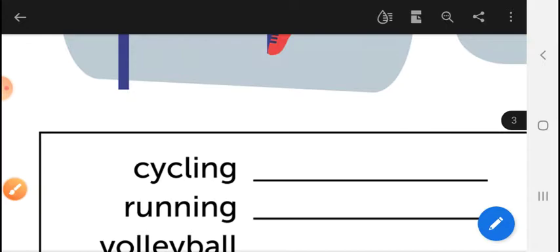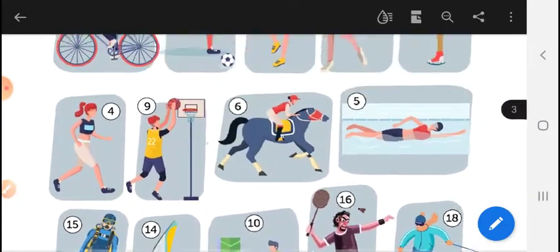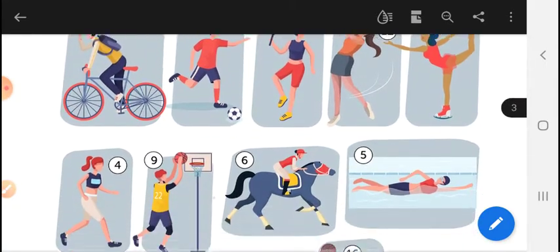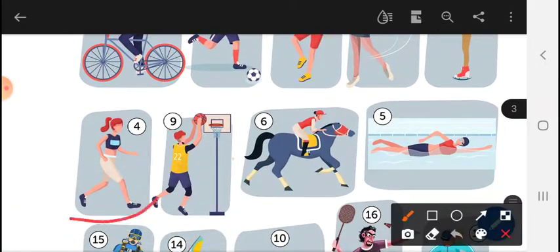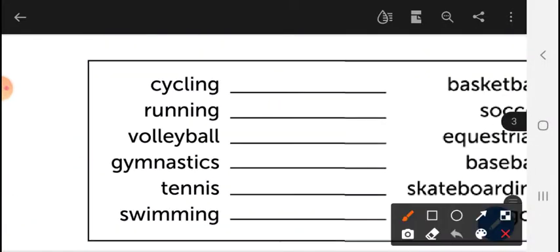Okay? Now, next one is running. Where do you see running? Number 4 is running. So you go here and write number 4, which is running.